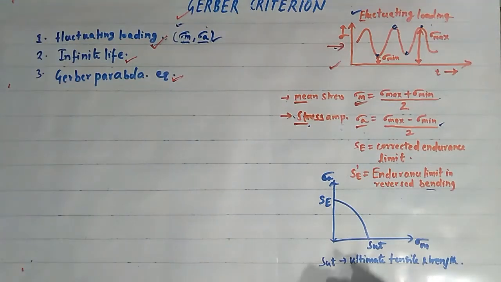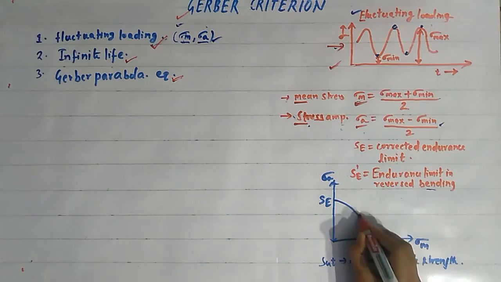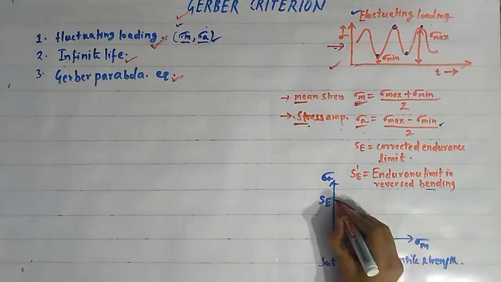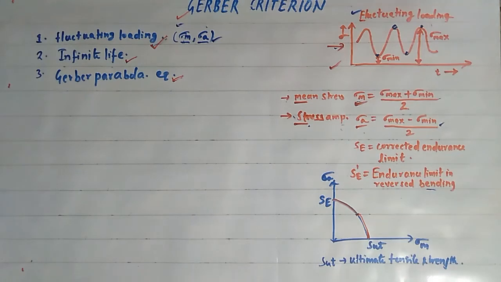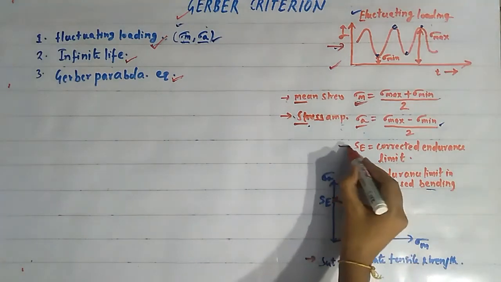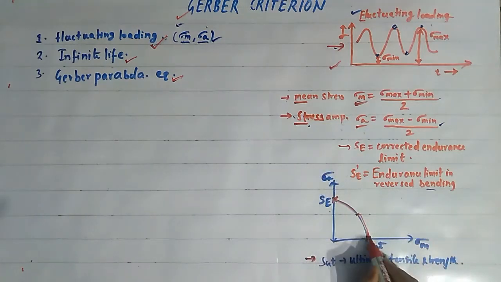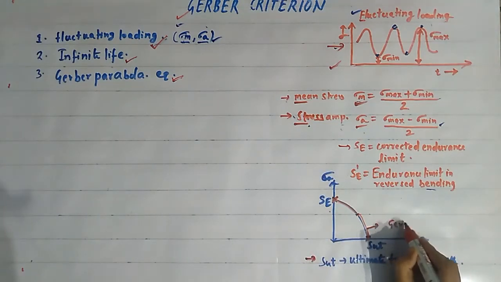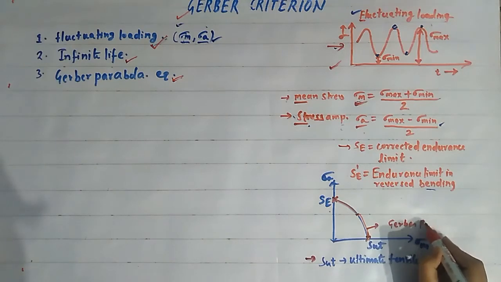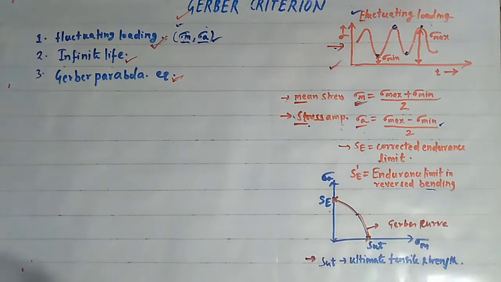So friends, this is the Gerber parabola. See on the right side of your screen. It is a curve which is joining the SUT, that is the ultimate tensile strength, on the sigma m axis, and it is connecting a point SE, that is the corrected endurance limit SE, on the sigma a axis. So this curve is called as the Gerber curve.